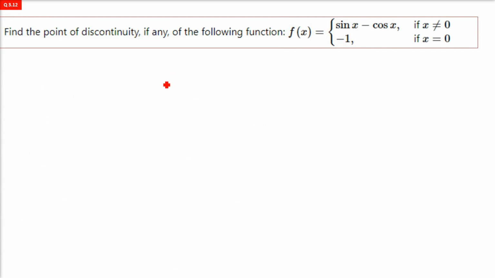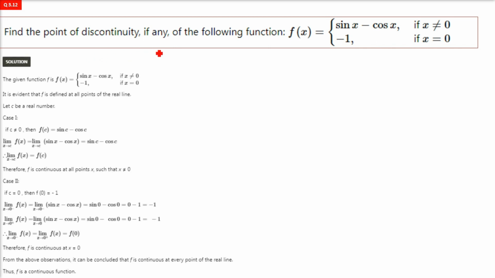Find the point of discontinuity, if any, of the following function. f(x) is sin x minus cos x when x is not equal to 0. Sin x is continuous, cos x is continuous everywhere, and when we have f(x) and g(x) as sin x and cos x, f(x) minus g(x), which is sin x minus cos x, will also be continuous. This you can very well write. Along with this, when x is equal to 0, it is given as negative 1. Minus 1 is a constant function. So all these three are continuous by themselves.